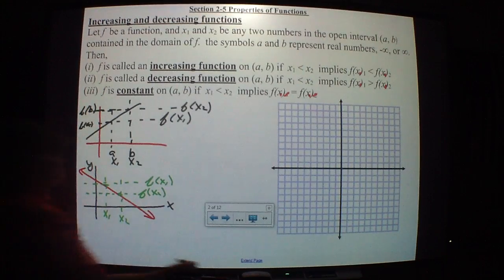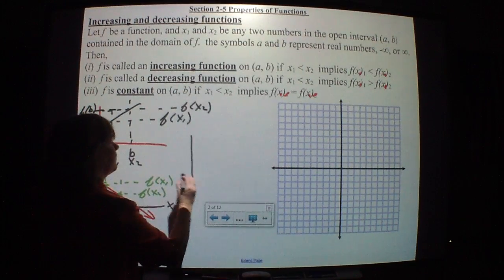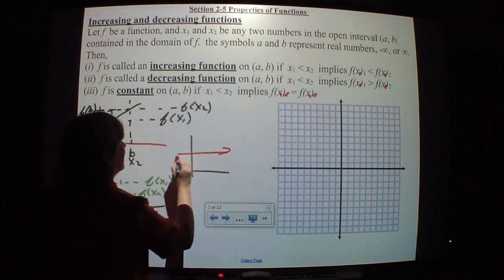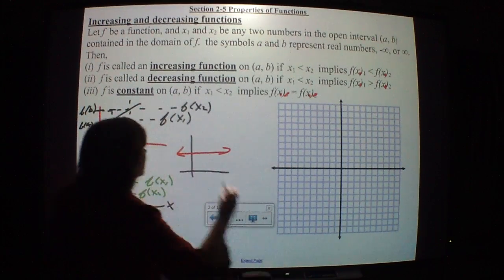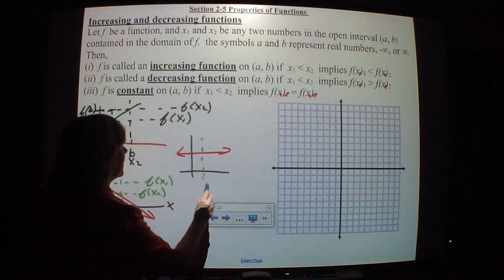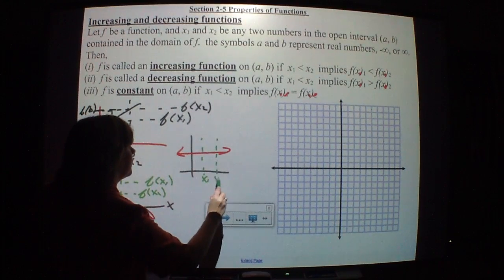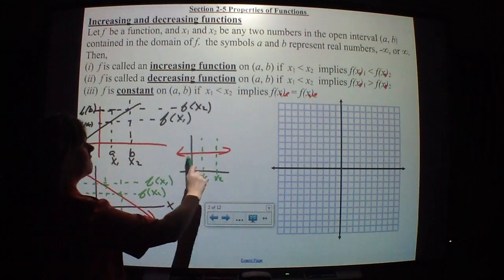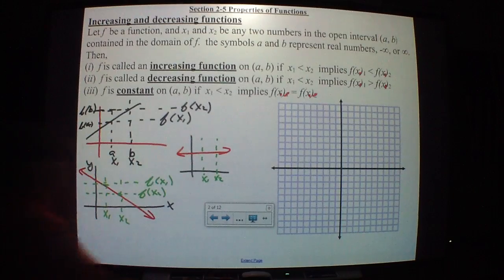Or we could have a constant function. Not increasing, not decreasing. There's my x sub 1. There's my x sub 2. My f of x sub 1 and f of x sub 2 are equal. And that's a constant function.